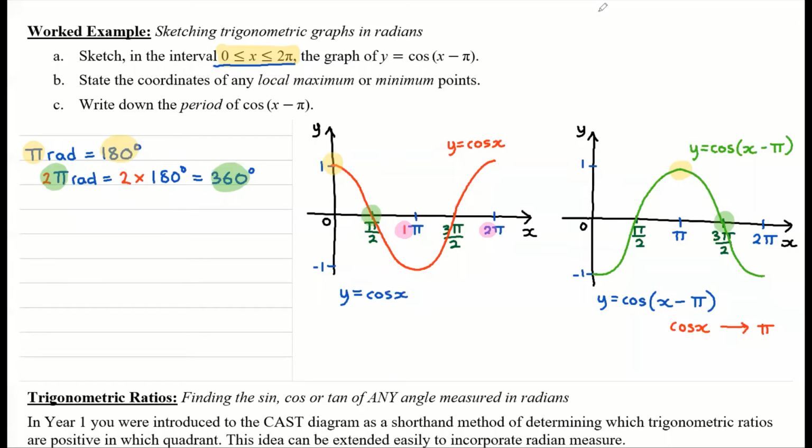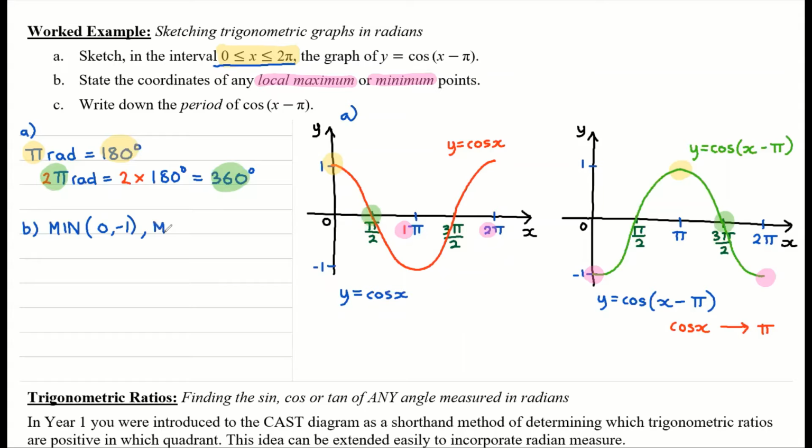And just to finish off this question, for part B, we have to state the coordinates of any local maximum or minimum points. Okay, well, on the graph, we've got minima here and here. So I'll just write those down first. So for part B, that was part A, by the way, all that. Just label this as part A and part A over here. So we've got minima at 0, negative 1.